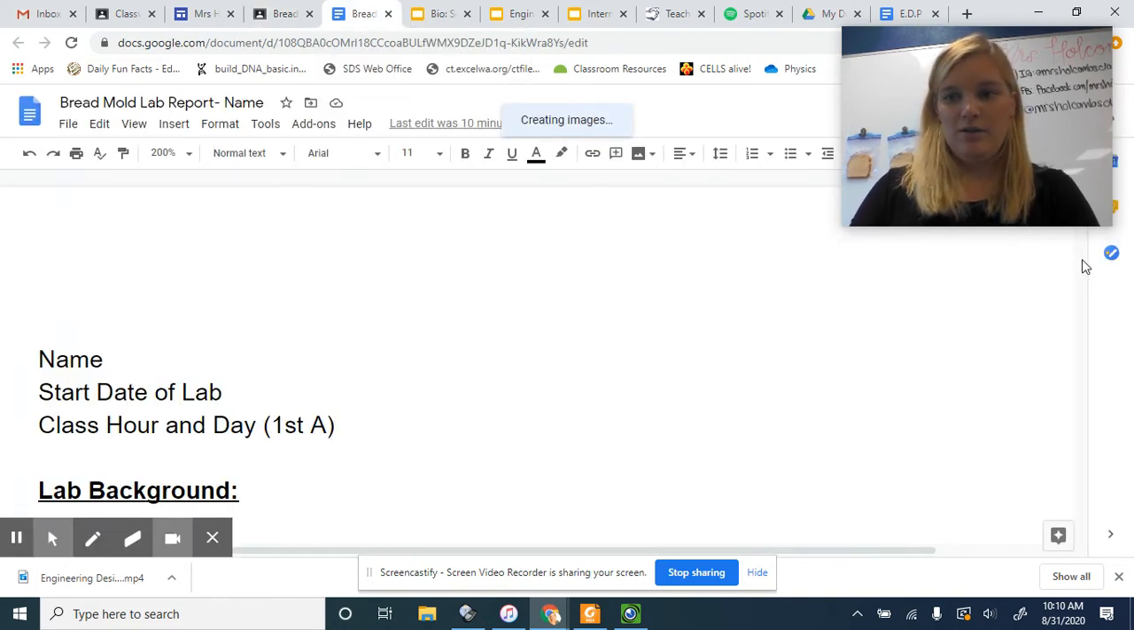So when you come into the lab, make sure you put your name, the start date that you put together your lab, and then also your class period and the day you would attend. If you're remote, please just put your class period so that I can make sure I put it in the gradebook under the right hour.